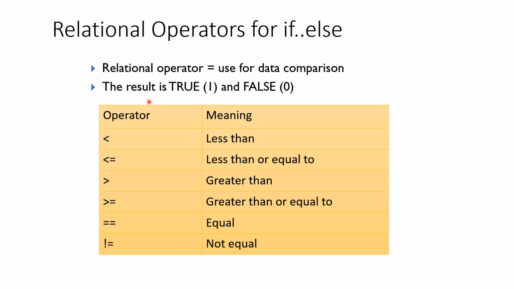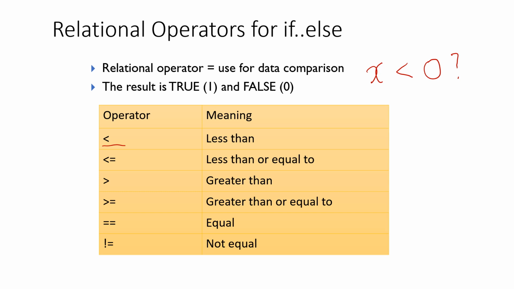Next, the condition that we're going to test, kita test dia ikut these relational operators. If the relational expression is true, then only the statements inside the if block will be executed. For example, if we have a variable x, we're going to test that variable x. Is it less than something? For example, is it less than 0? If it's true, then only the if statement will be executed.